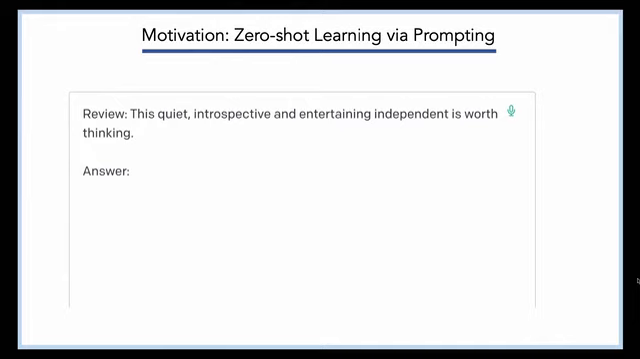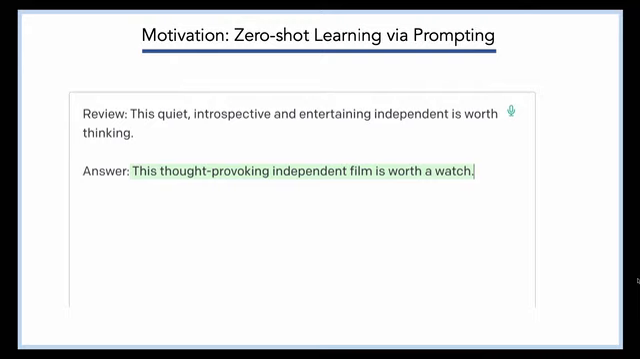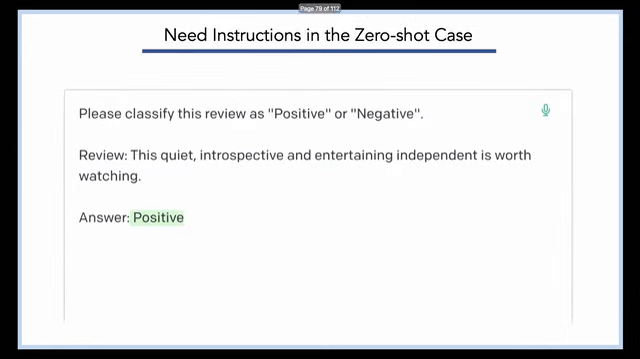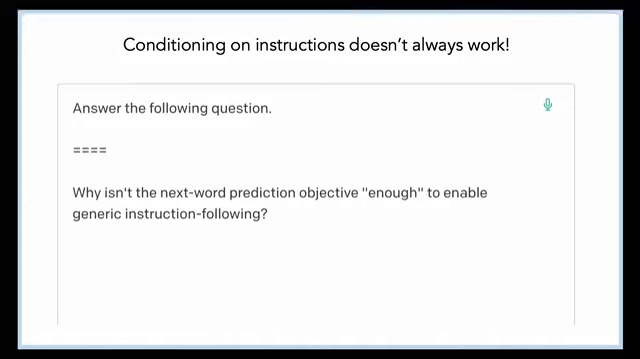If you just modify the format of this a little bit, and you prefix this thing with "review," and then you put "answer" at the end, even here the model doesn't know the answer to what question. You get "this thought-provoking independent film is worth a watch." Maybe the model has inferred here that it's supposed to be doing a grammar correction task rather than a sentiment analysis task. If you give a detailed natural language instruction, now there's in principle enough information in the input for the model to figure out what it's supposed to be doing and produce a positive word as output.